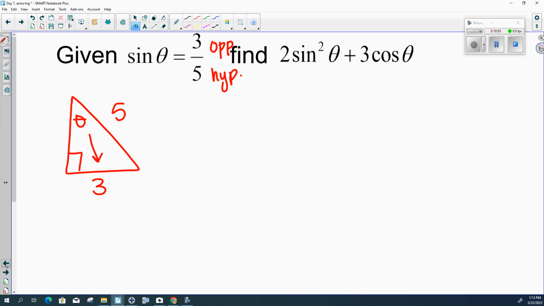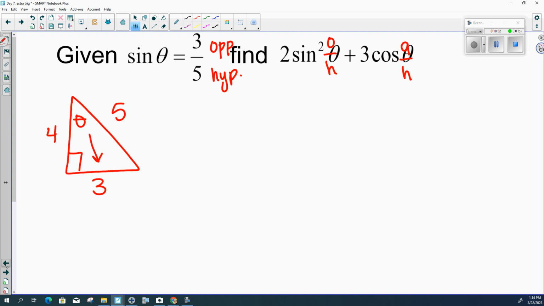Jaden, do you have this Pythagorean triple memorized? If you don't have it memorized, you can do the Pythagorean theorem again. 3, 4, 5 is used a lot. So some of us will remember that one. Okay. What is the sine of theta? Opposite over hypotenuse. Cosine is adjacent over hypotenuse.